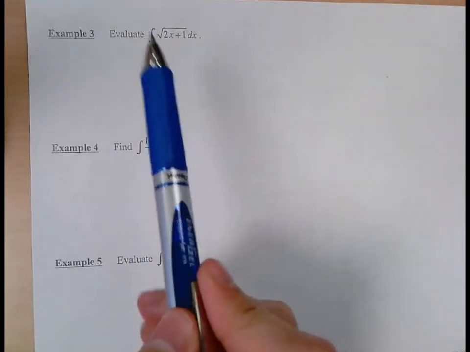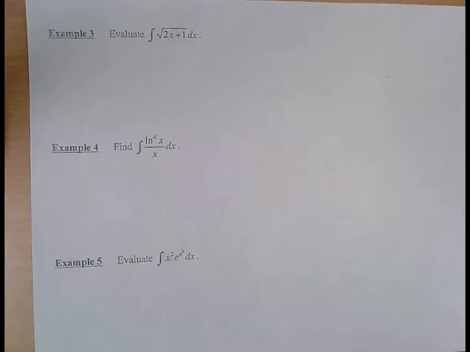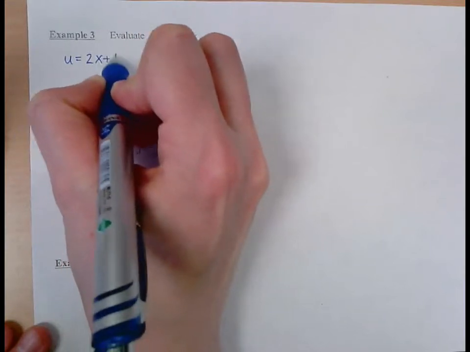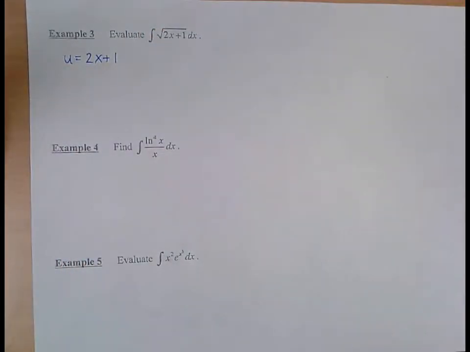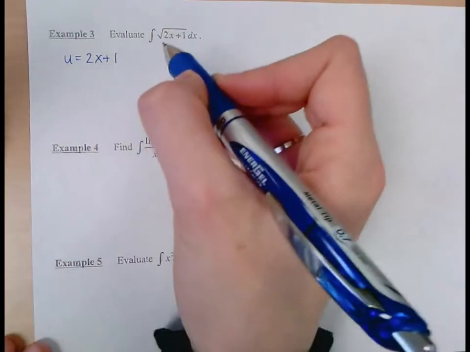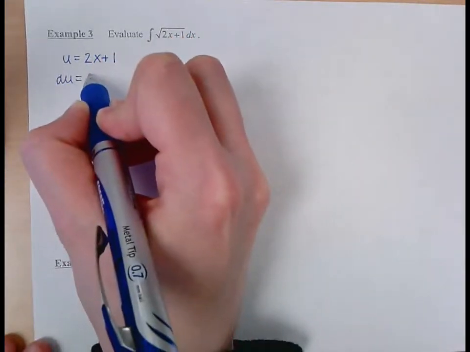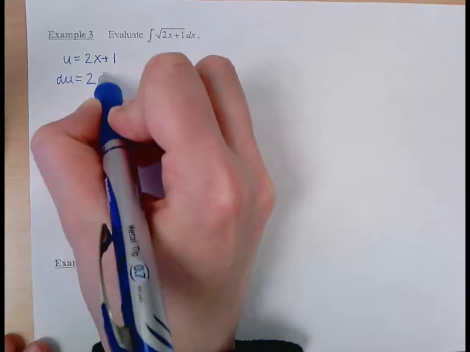So we don't have an antiderivative for the square root of a quantity. If it was just x, it would be fine. Ideas on what you would choose for u. Okay, 2x plus 1, what's in the square root? And that means, yep, so du is equal to 2 dx.